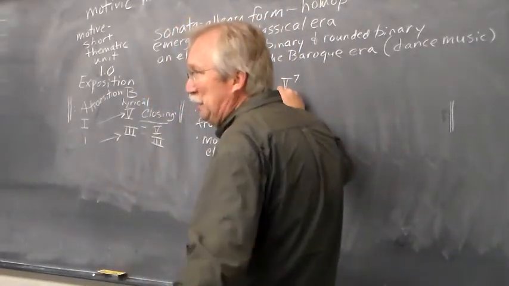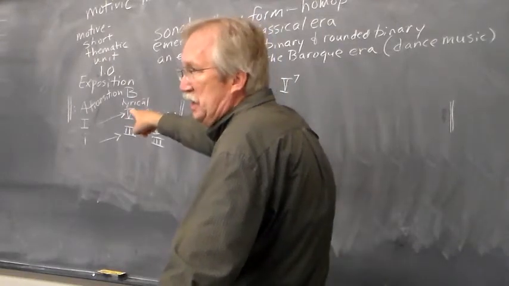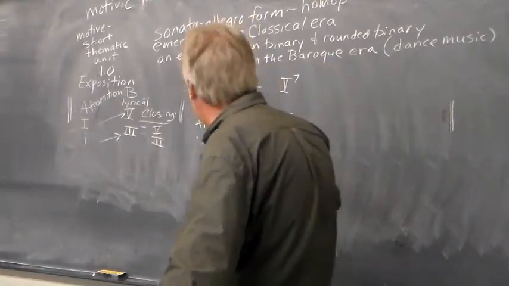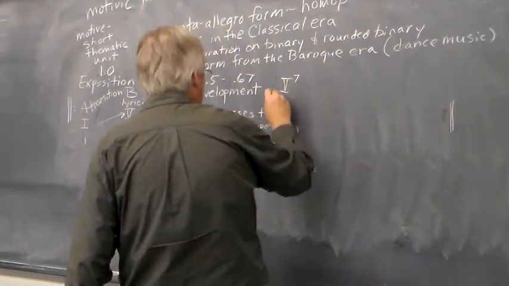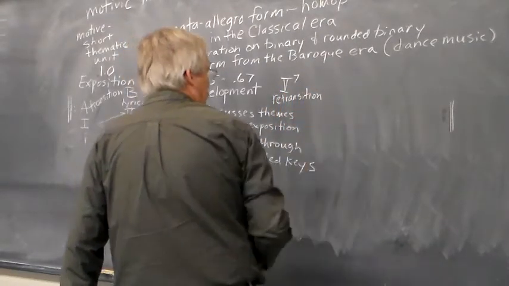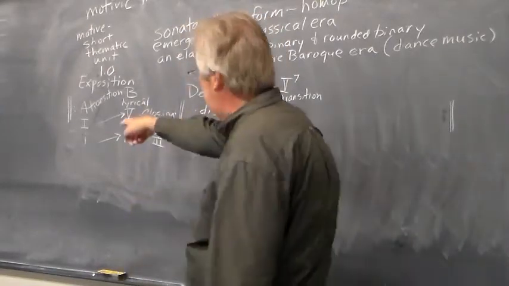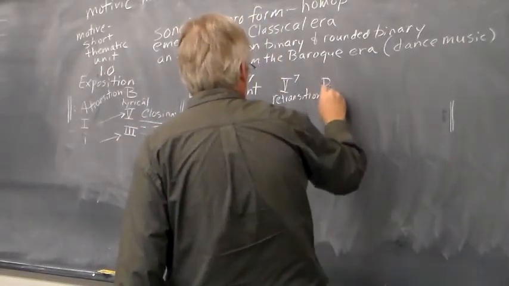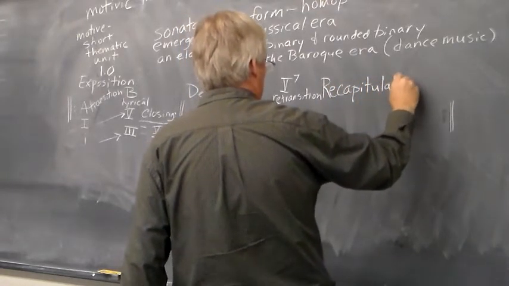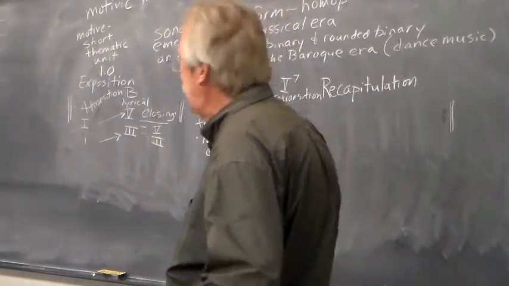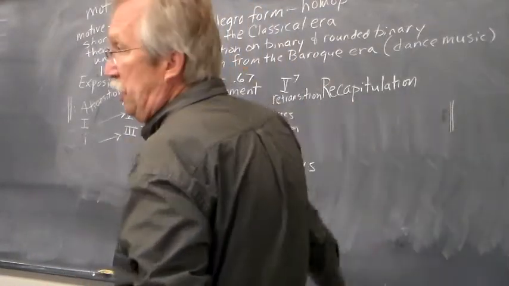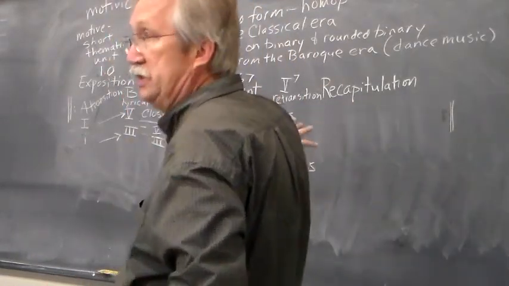This is the final connecting passage back to a restatement of the opening material. That final section is called the recapitulation. The retransition then brings the music back to a statement of the opening again. So overall, this is a three-part form: exposition, development, recapitulation.